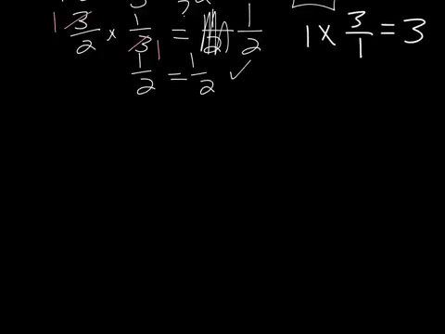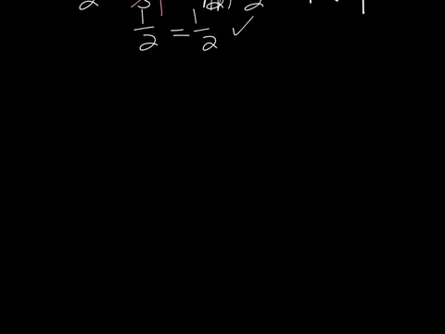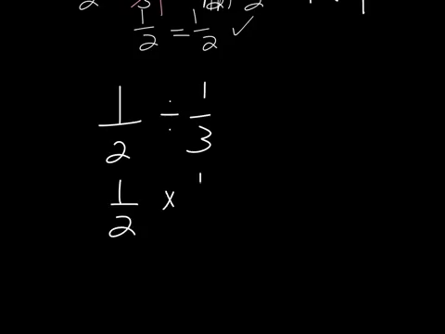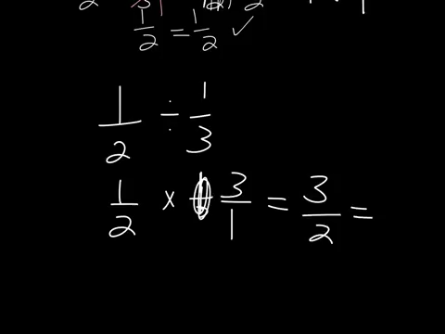So let's see how it works out for this one. We're going to do 1/2 divided by 1/3. And that's the same thing. We're still going to triple the amount of pieces we have. So we have 1/2 times 3 over 1, times the reciprocal. And then you multiply the fractions. 1 times 3 is 3, and 2 times 1 is 2. So your answer is 3/2, which is 1 1/2.